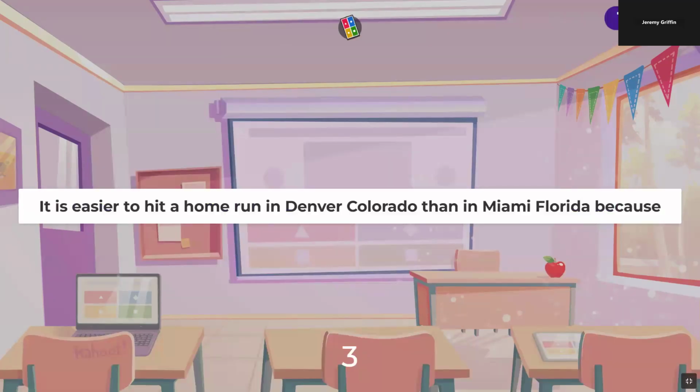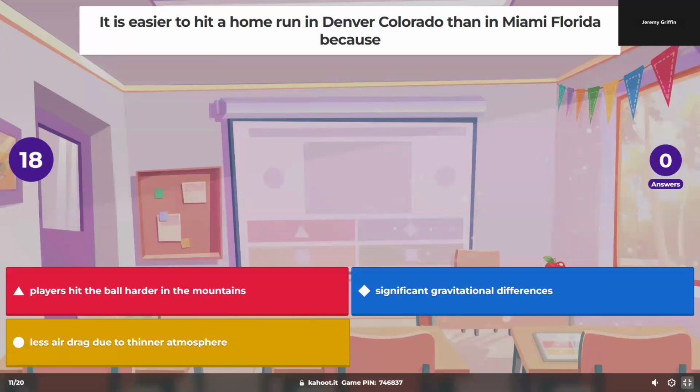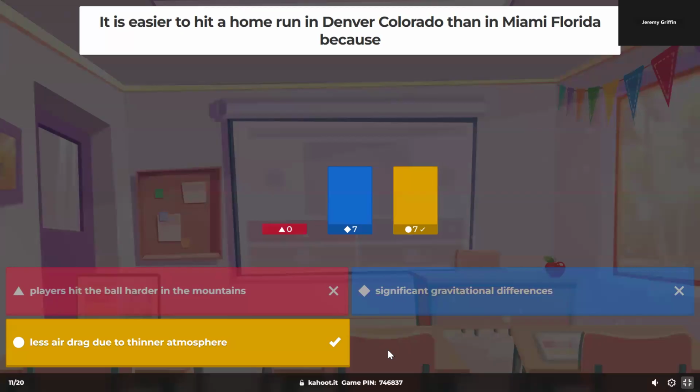It's easier to hit a home run in Denver, Colorado than in Miami, Florida. True, because why? Do players hit the ball harder in the mountains? Is there a significant gravitational difference, or is there less air drag due to a thin atmosphere up in Denver? Yeah, less air. Has everybody ever been way up in the mountains? So, guys, what's the elevation of Denver, Colorado? Yeah, 1 mile. It's a mile high city.